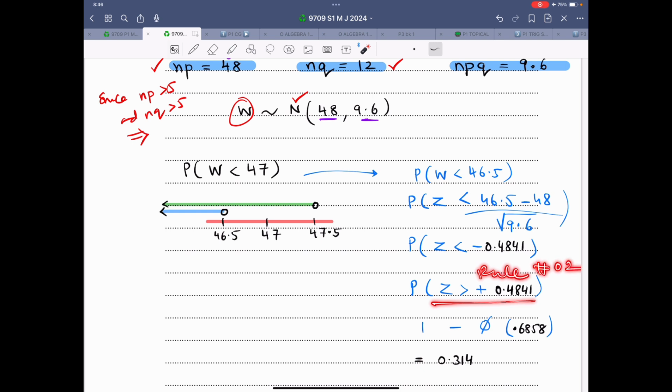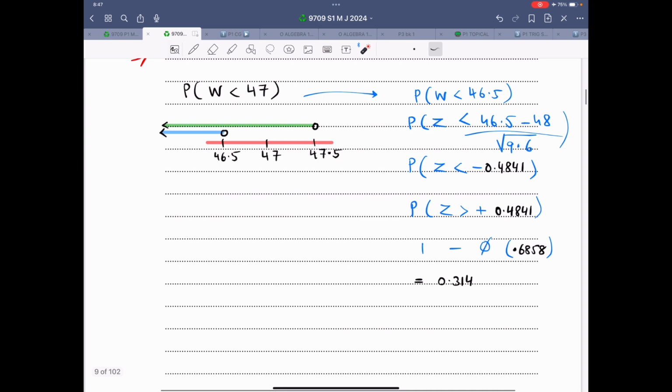Whenever you have to find the probability for greater, we find the probability for the lesser value, and then we get this answer. So therefore, this is 1 minus, let me remove this phi over here. This is the answer that you obtain from the Z table, and this is the final answer that you get.